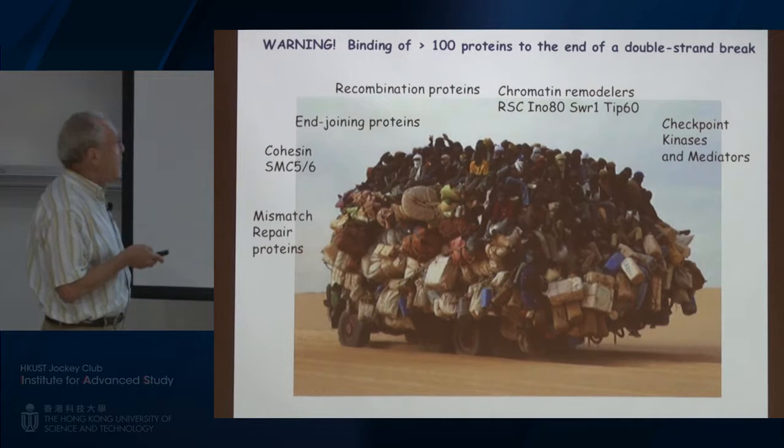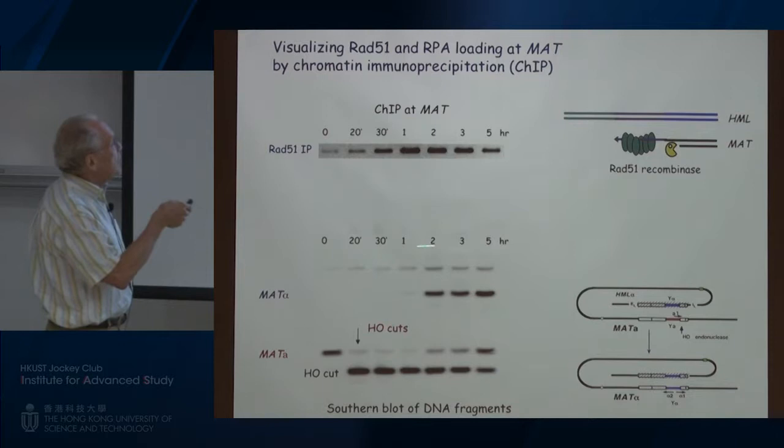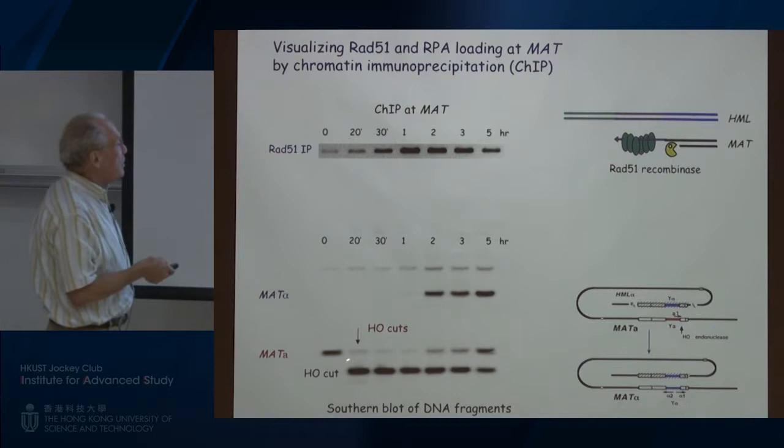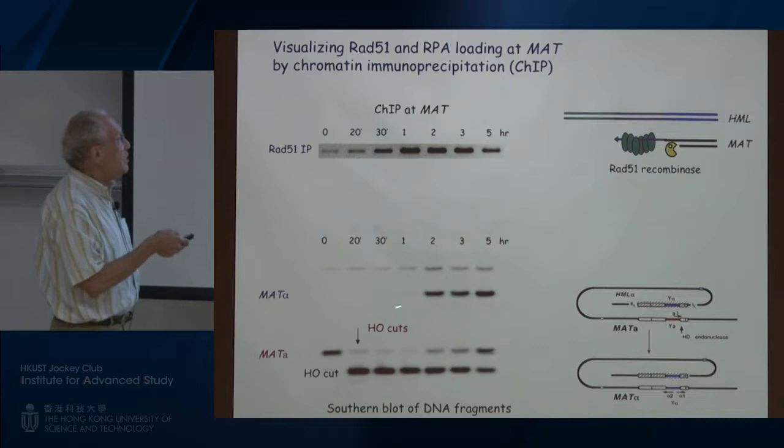Okay, and so this is what you get from such an experiment. Here at the bottom is the Southern blot, but we've expanded the time here. And so what I can show you is that when we turn on the HO enzyme, in 20 minutes, essentially all the DNA has been cut. So that's fantastic. It means it's very synchronous. And we can follow then what happens. And here's the appearance of the product. It still takes a very long time for the product to show up. This is, again, for MAT a to MAT alpha.